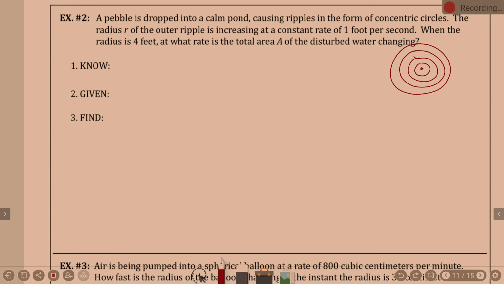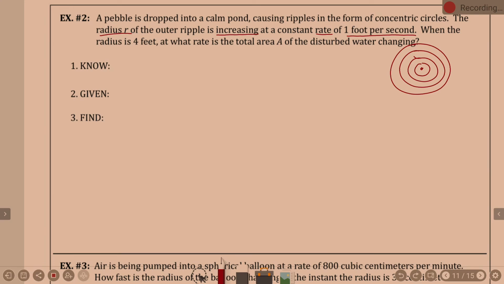we've got to figure out what we know, what we need to find, and so on. A pebble is dropped into a calm pond, causing ripples in the form of concentric circles. The radius of the outer ripple is increasing at a constant rate of 1 foot per second. Let's focus on this sentence. How would you write that? Constant rate and increasing is a derivative.